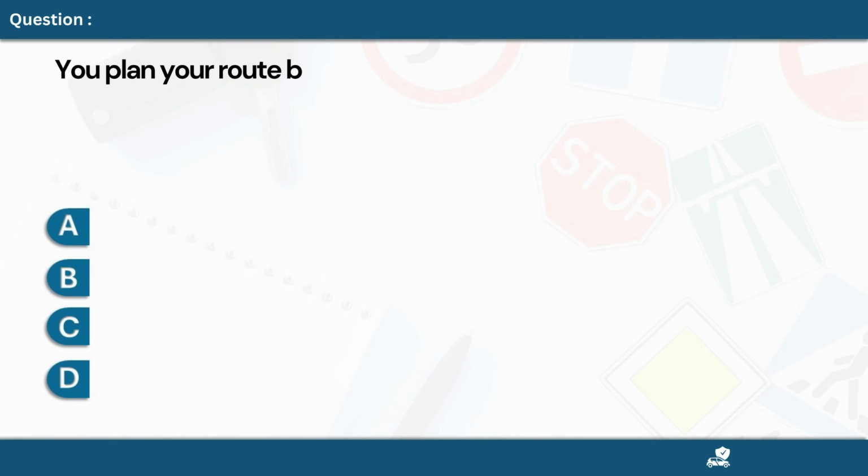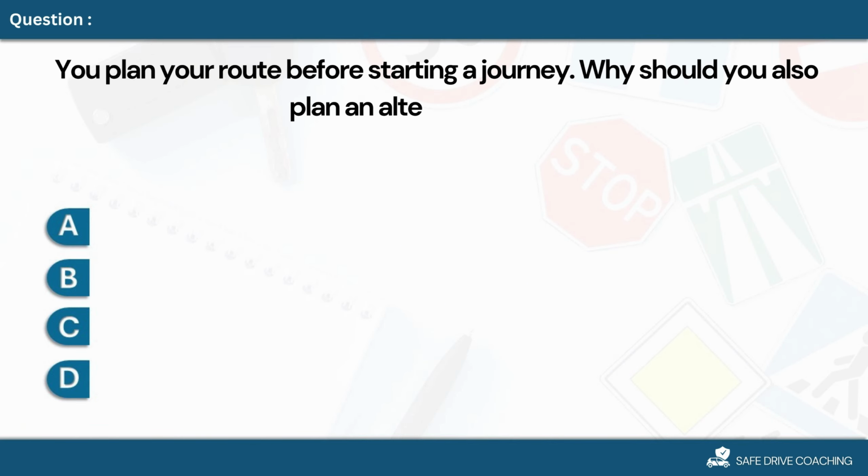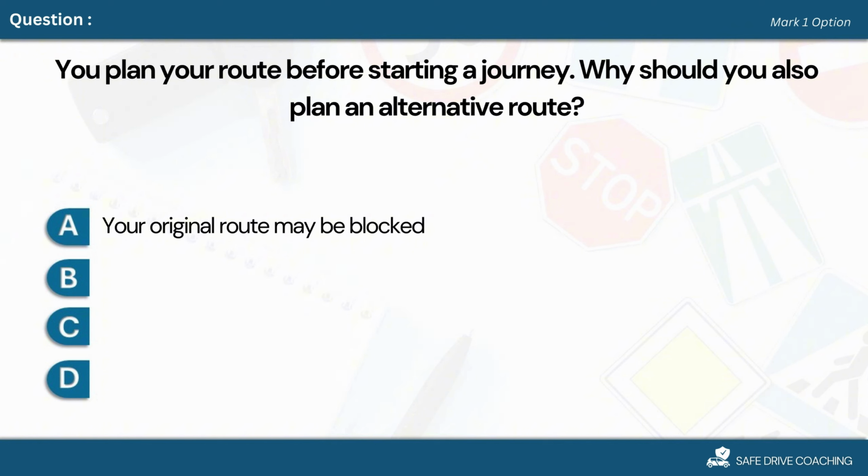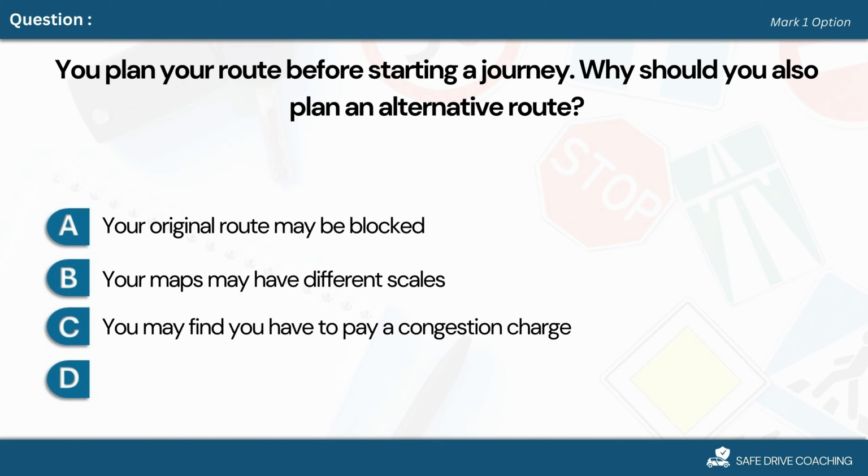You plan your route before starting a journey. Why should you also plan an alternative route? A. Your original route may be blocked. B. Your maps may have different scales. C. You may find you have to pay a congestion charge. D. You may get held up by a tractor.